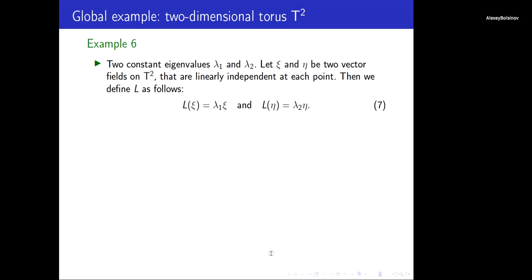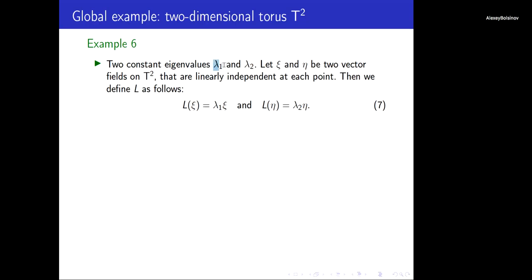Okay, examples. The first example: let us assume the situation where the eigenvalues are real and different from each other. There are no singular points. And the type is the first type that we discussed today, two different eigenvalues. Then there are basically three possibilities still. They can be both constant, one can be constant and the other not, or both eigenvalues are not constant. So let's see what happens.